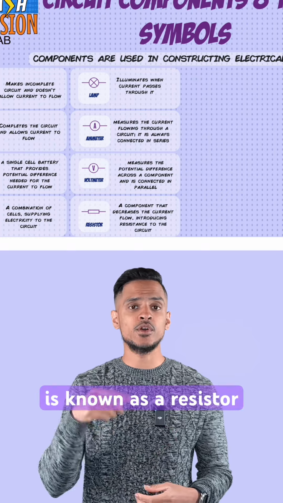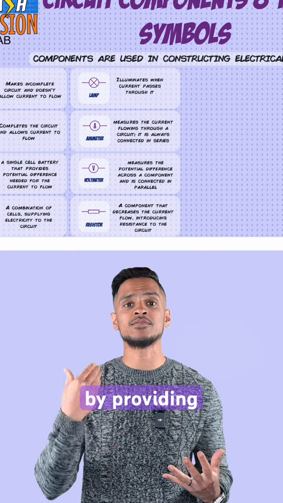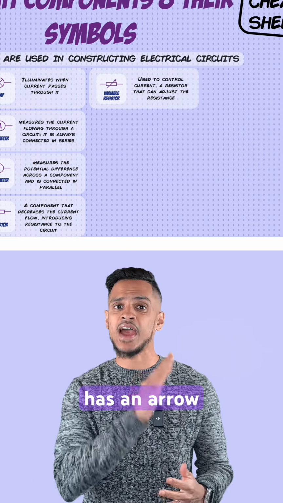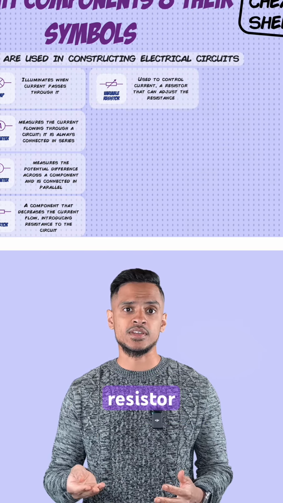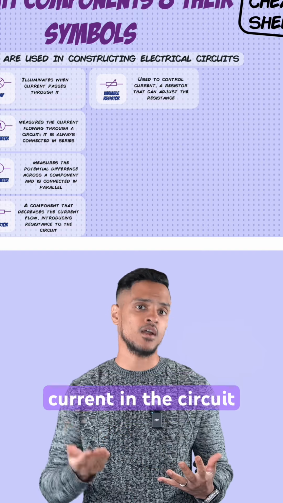A rectangle is known as a resistor, and that basically decreases the current in a circuit by providing resistance to it. If the rectangle has an arrow going through it, that's called a variable resistor, and this can control the amount of resistance in the circuit, which can control the amount of current in the circuit.